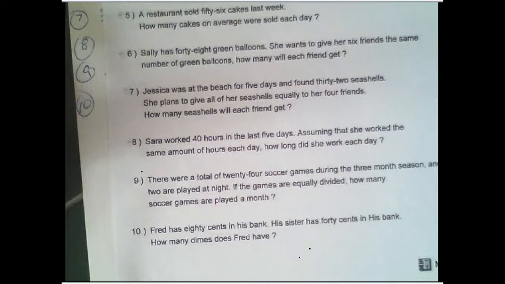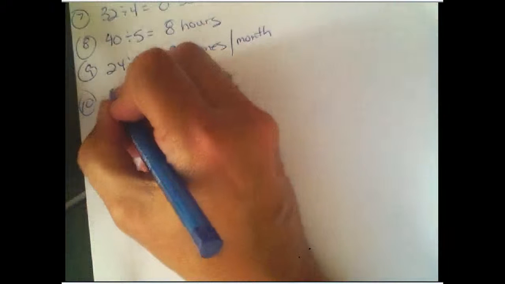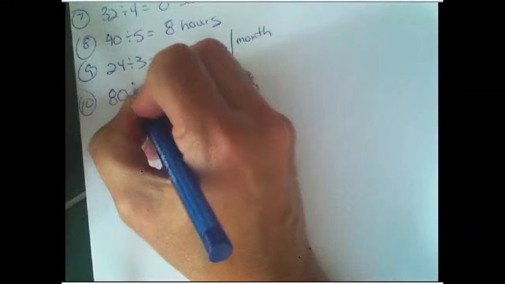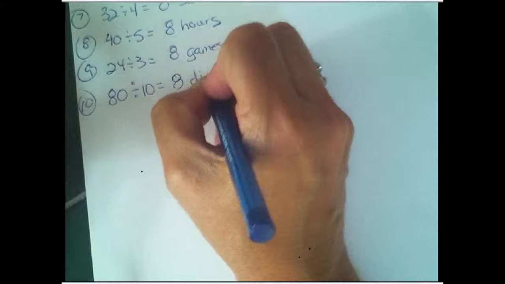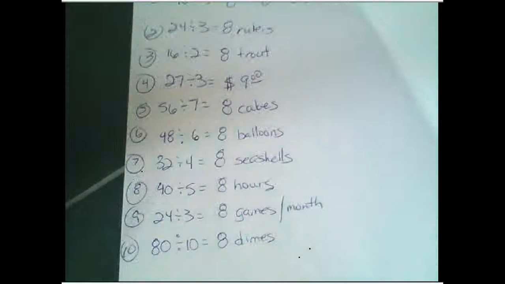We're going to be concerned only with Fred's money. We're not worrying about his sister's money. So he has 80 cents. And here they don't say it, but we're assuming that they're all dimes. So we have 80 cents divided by dimes, and a dime is worth 10. That would give us 8 dimes. So the only answer that was different than 8 was question number 4, which was $9.